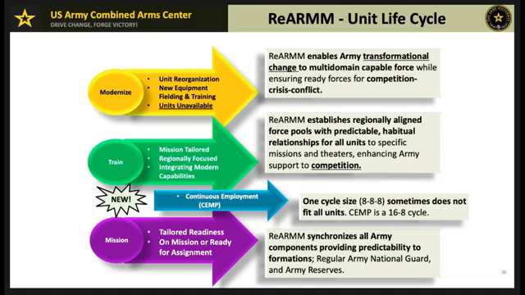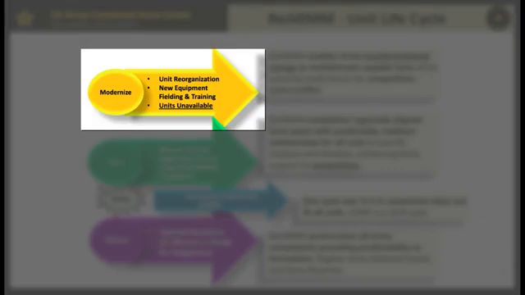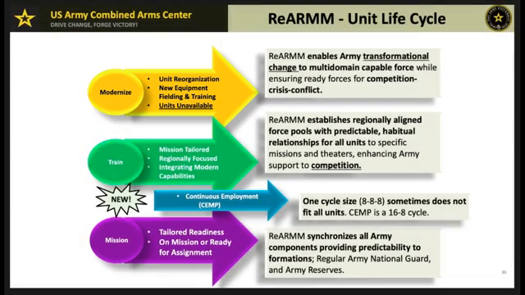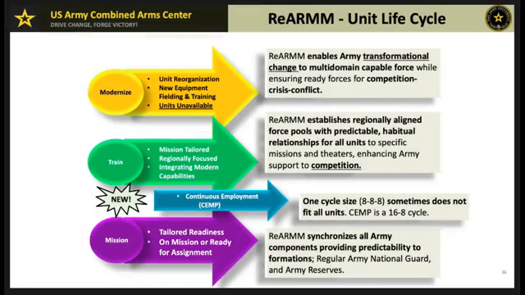The ReARMM unit lifecycle is designed to enable Army transformational change while ensuring readiness for competition, crisis, and conflict. Modernize. Units undergo reorganization, receive new equipment, and conduct fielding and training. During this phase, units are typically unavailable for operational missions. Train. Units focus on regionally tailored missions, integrating modern capabilities and preparing for assigned roles. Training is aligned with ReARMM's regional focus, allowing units to build expertise in specific areas of operation.